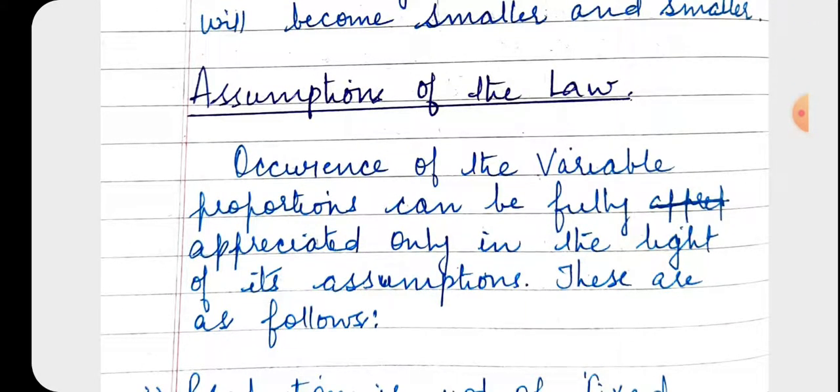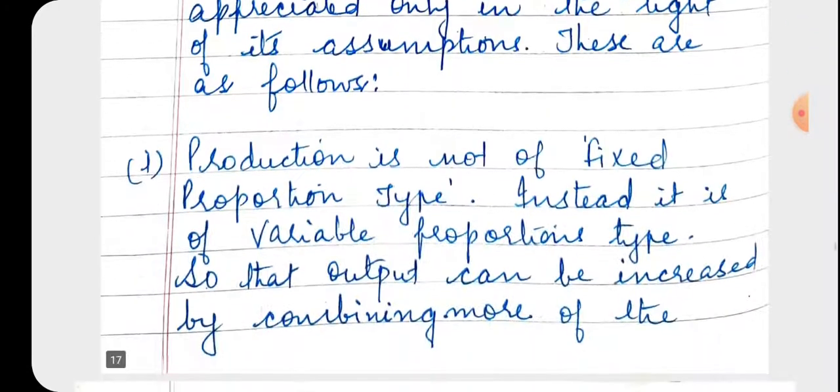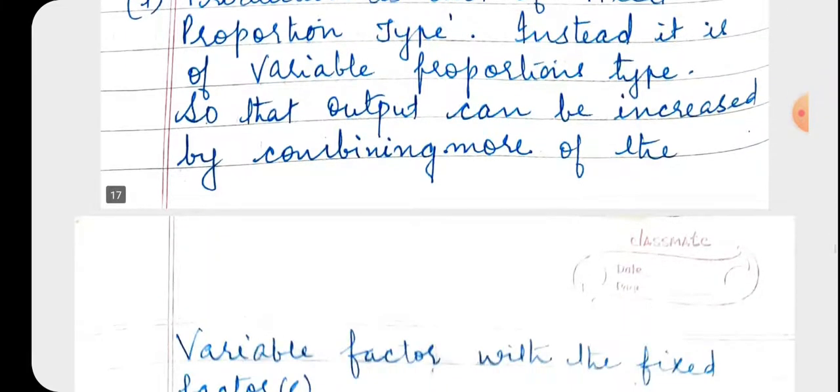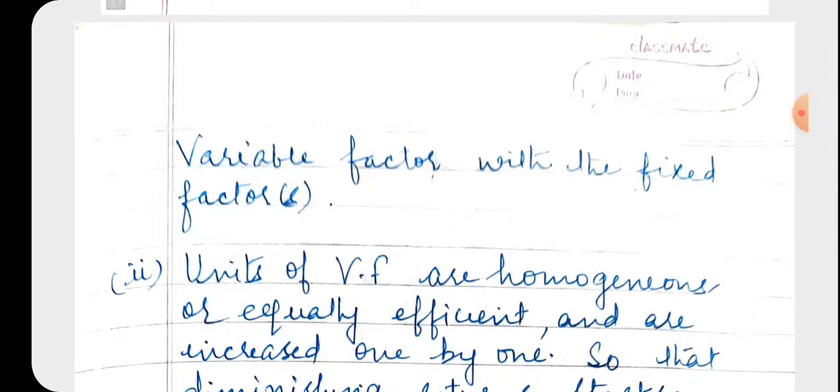Assumptions. For these laws to be practically applicable, these assumptions must be strictly followed. Let us see what the assumptions are. We should assume that the production is not of fixed proportion type. If the production is fixed, we cannot talk about increasing the production. Production is of variable proportion, so that output can be increased by combining more and more units of variable factors with the fixed factor.